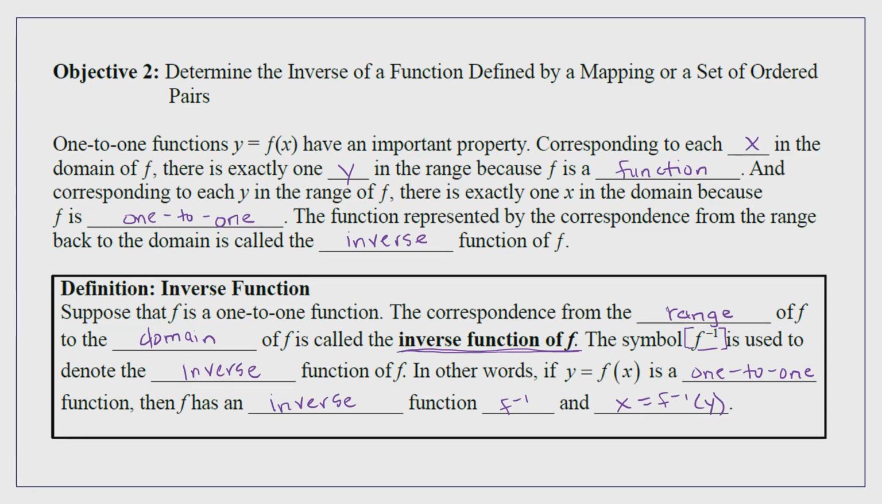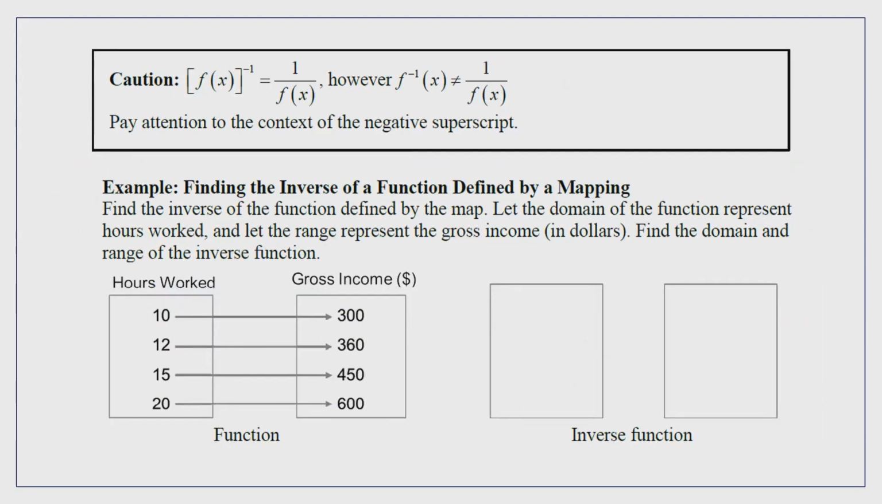Okay, so we've gone through a lot of verbiage, but let's now go into an example. But before we do, we have a caution. Okay, so f of x to the power -1 equals 1 divided by f of x. So this is different, right, than the inverse function of f. So this is not the same thing as f of x to the power -1. They're not the same thing.